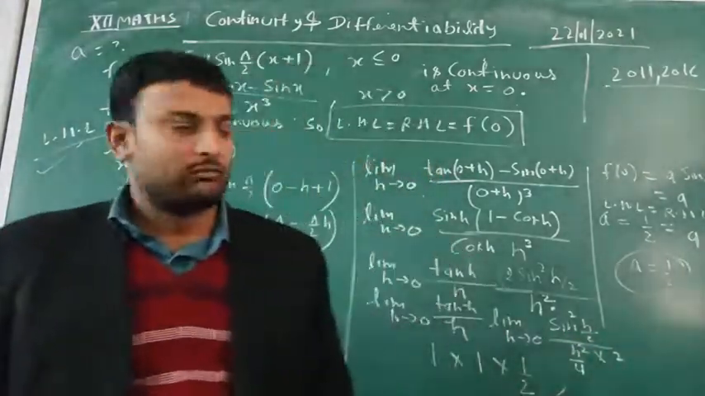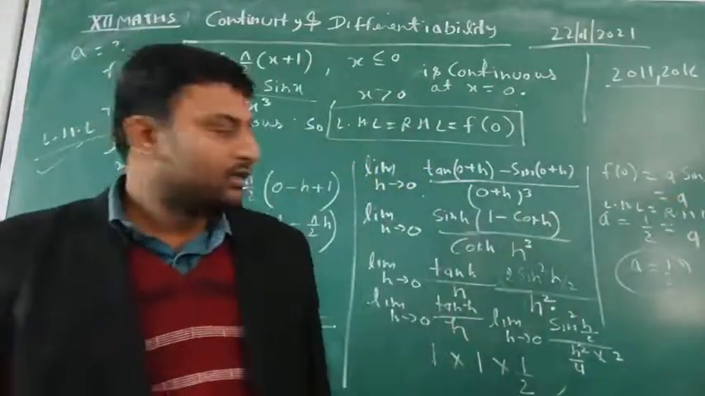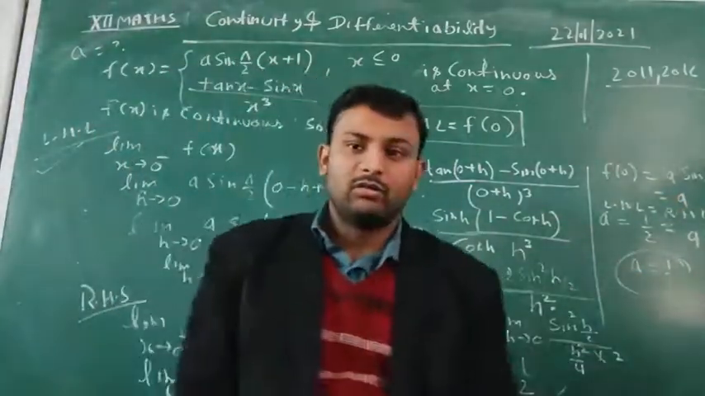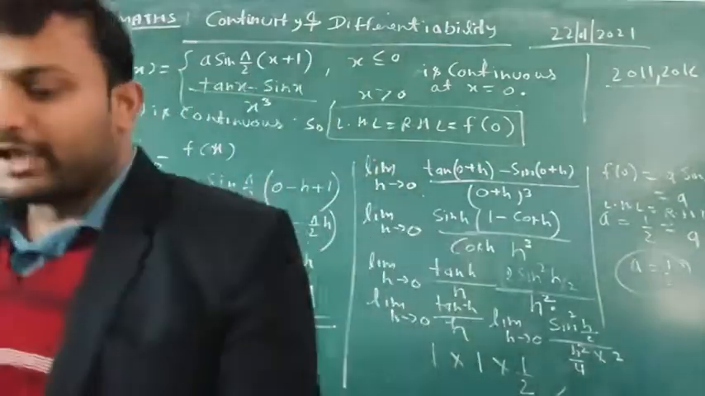So right hand limit is 1 by 2, and the value of the function is also a, left hand limit is also a, so a will be equal to 1 by 2. I hope you understand students. Now we move to the next question. Let's see.